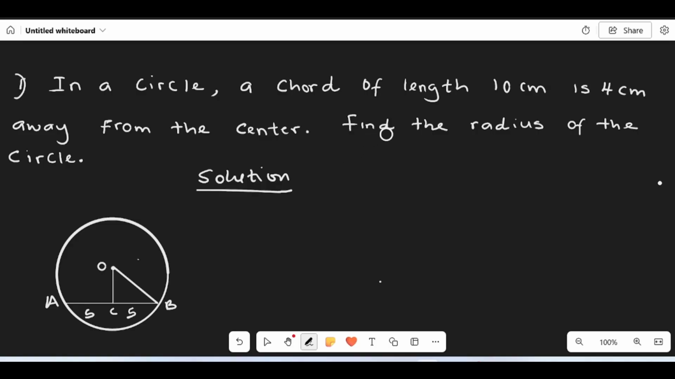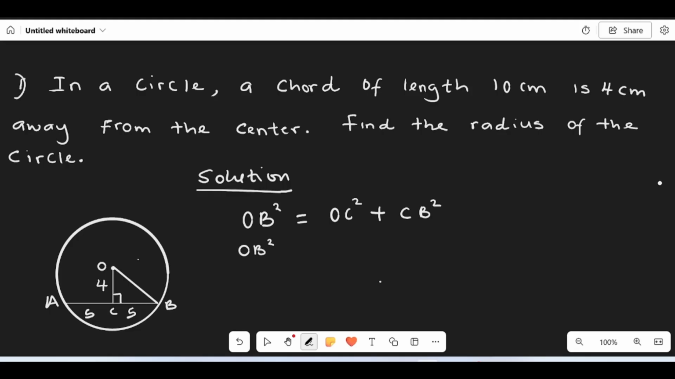And also in the question, it is given to us that our chord is 4 centimeters away from the center, and this is our center. It means that our OC will be 4 centimeters. Now, our radius is OB. Now, let us apply Pythagoras theorem in triangle OBC. OB square equals OC square plus CB square.